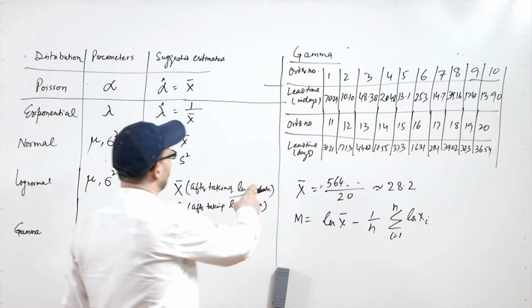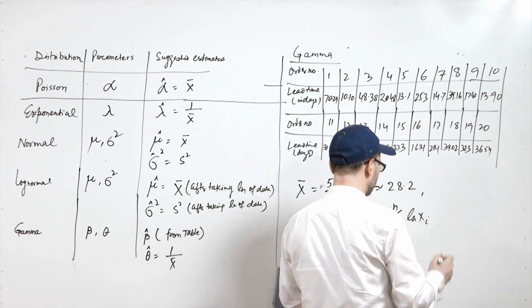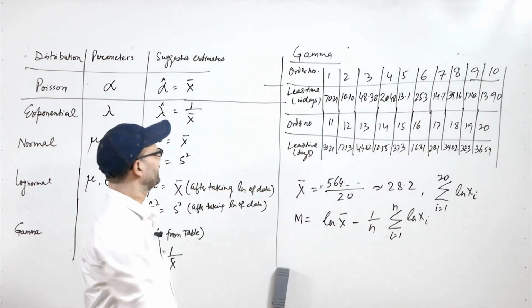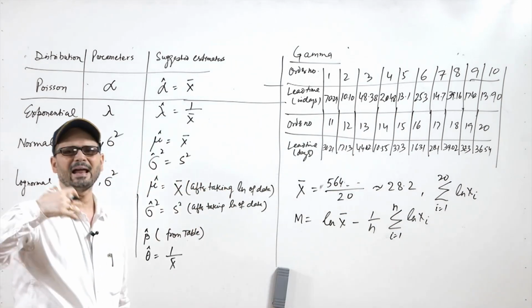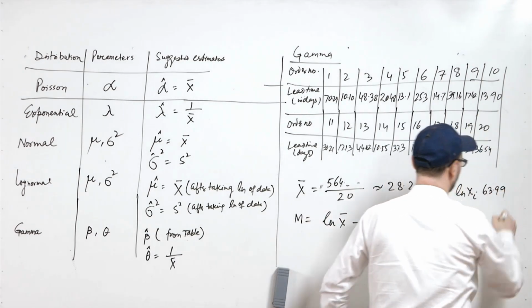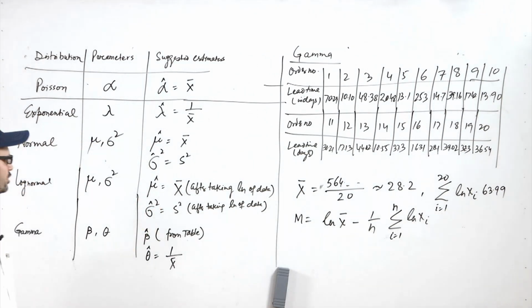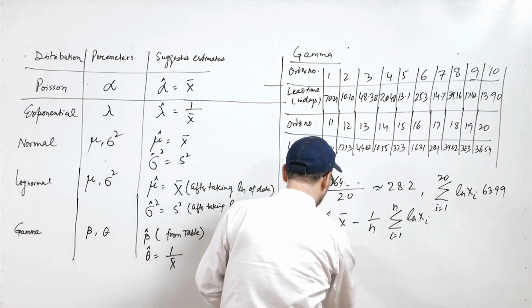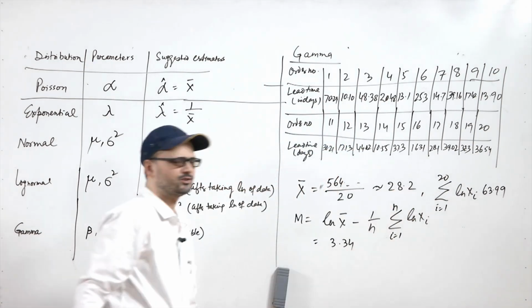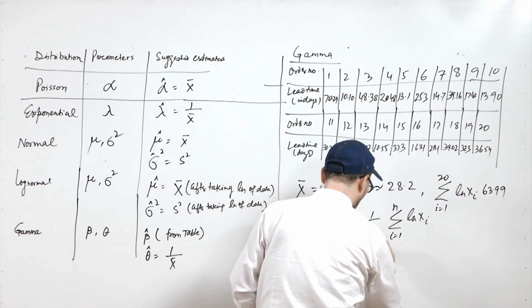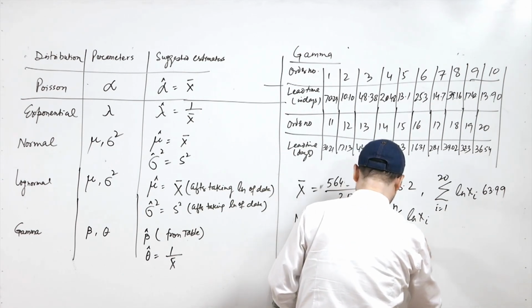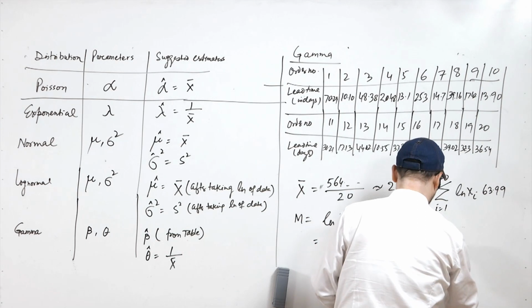Now, in this case we have computed x bar, and we also need the summation of ln xi, where i varies from 1 to 20, as we have 20 data points. So, we get the ln of all these values and then add them. Once you add them, it normally comes out to be 63.99, so close to 64. So, you can get m by putting this in. ln x bar will be ln of 28.2, that is 3.34, minus 1 by 20 into the summation of ln xi, which is found to be 63.99. So, we get this value as 0.14.